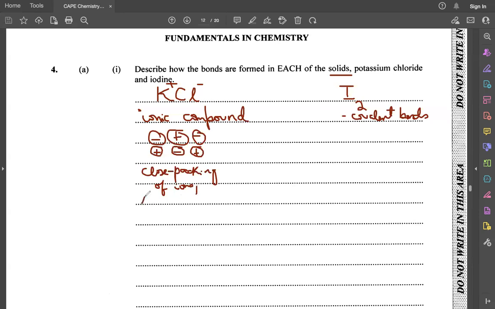And then there are strong bonds formed between those oppositely charged ions.